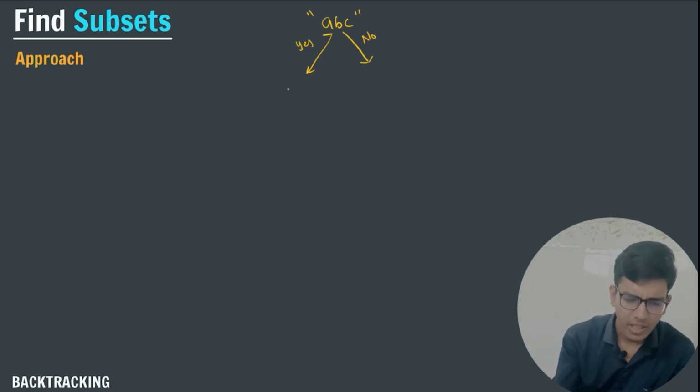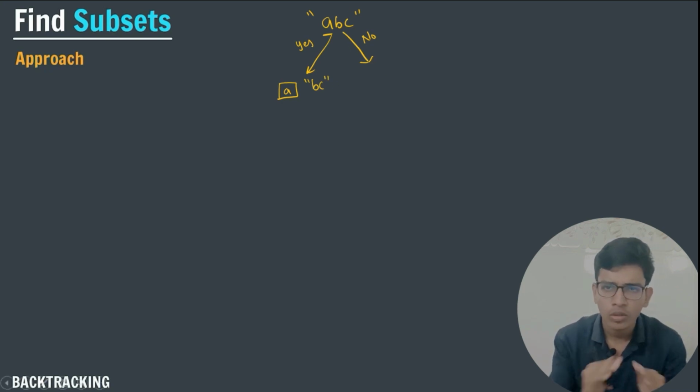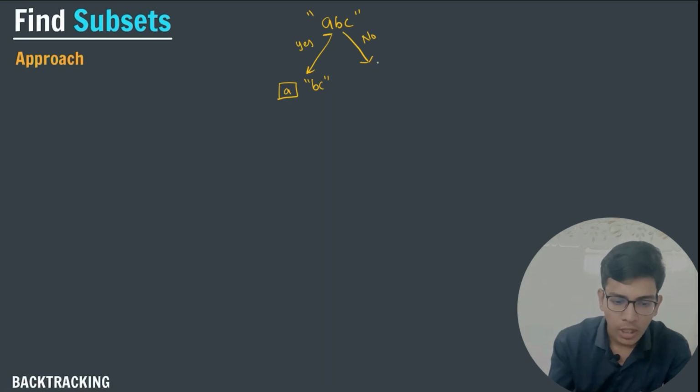Okay, so if the first character has chosen that it wants to be a part of our substring, then I am representing it in a box, that is, this is our subset. Now I need to make choices for the string BC. If A doesn't want to be a part of our substring, then we'll ignore A, and we have to think about only BC.